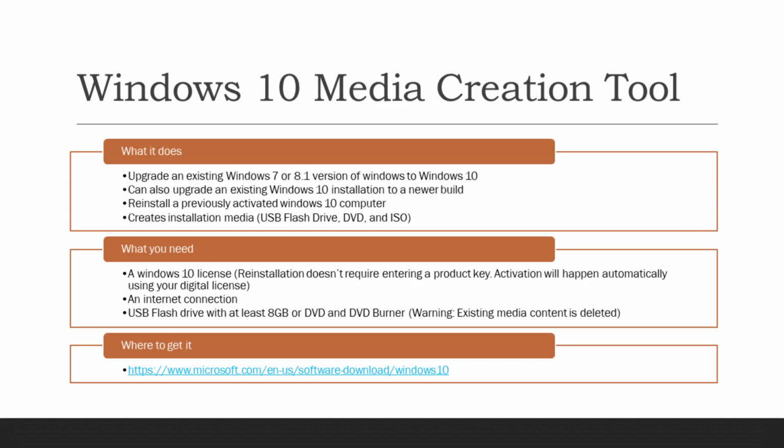And with any of the upgrades, verify your system meets the minimum installation requirements for Windows 10. Here's what you'll need: a Windows 10 license. If you're reinstalling on an existing computer that was upgraded to Windows 10, then your computer will be activated using your digital license. You will also need either a USB flash drive with at least 8 gigs of free space or a DVD and DVD burner. Microsoft recommends that you use blank media because any existing content on the media is deleted.